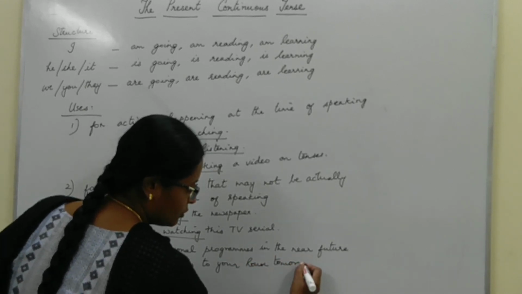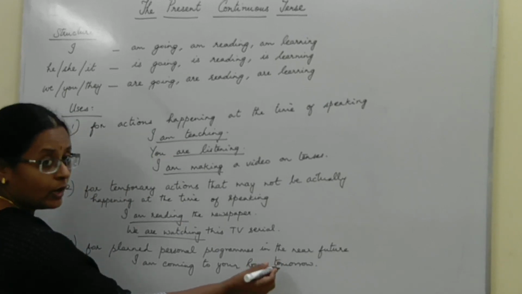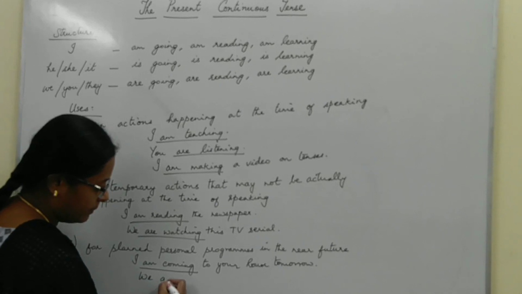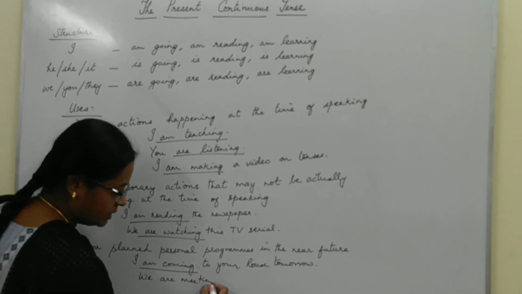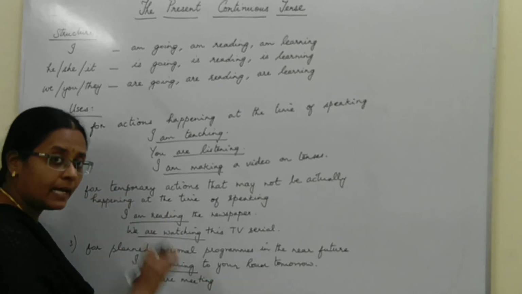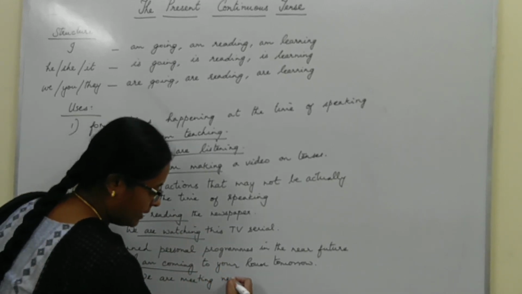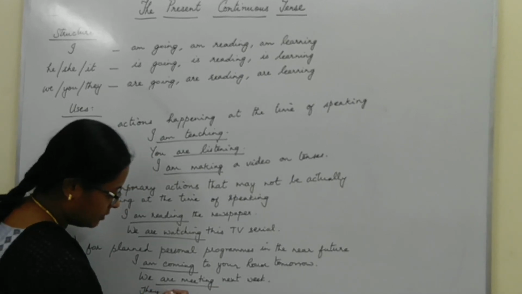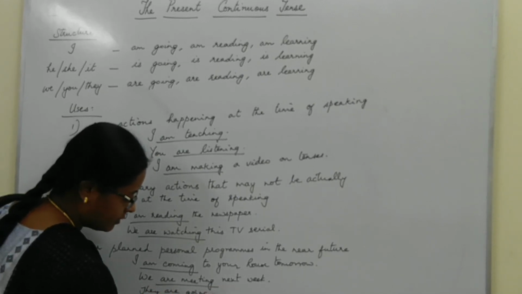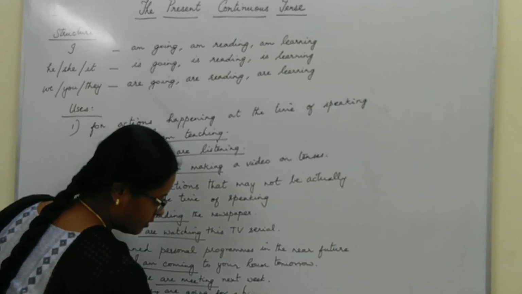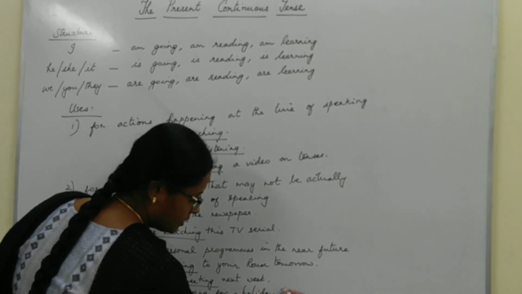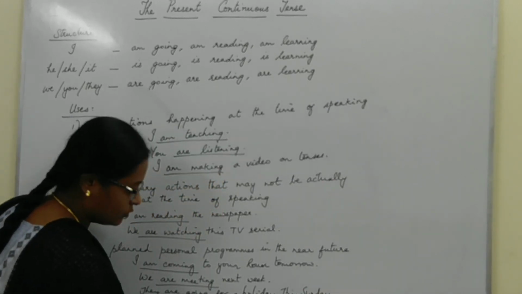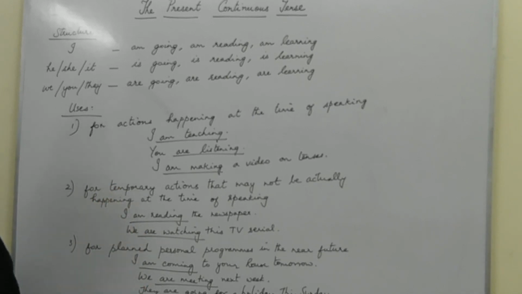So these sentences you will find either with or without the adverb phrases of time. We are meeting next week. So you can say this sentence only if you have already planned to meet. We are meeting next week. They are going for a holiday. They are going for a holiday this Sunday. So all these are future actions, but we are using the present continuous tense.